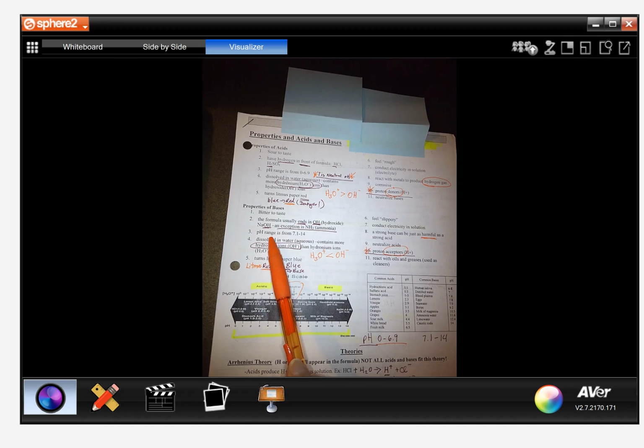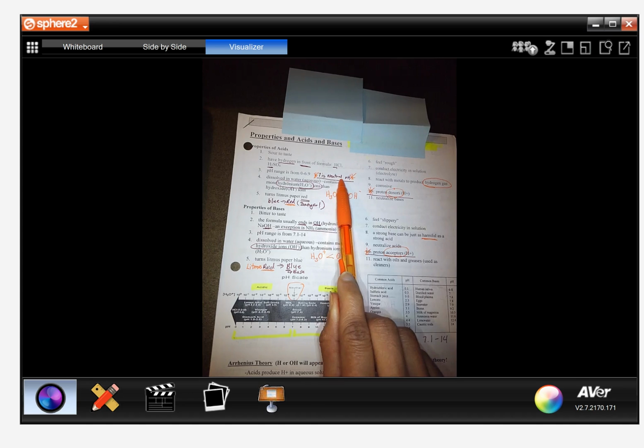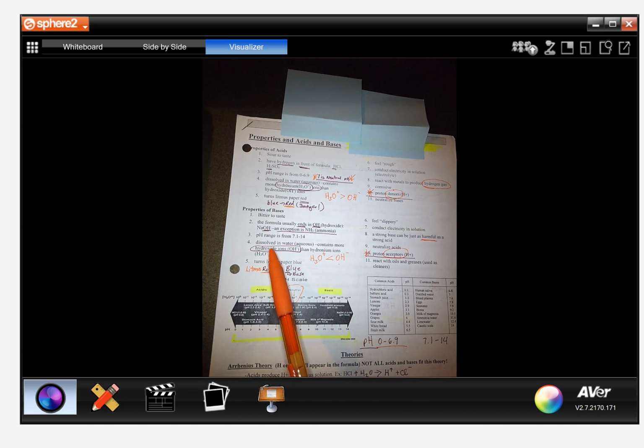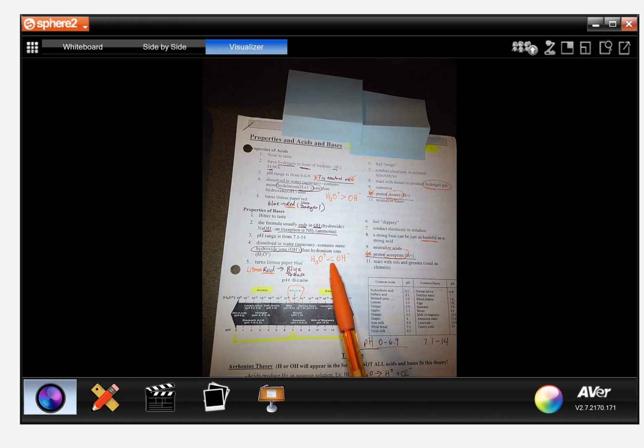The pH range for bases is from 7.1 to 14. You will never find 7 describing an acid or a base, because that means that it is neutral. When bases dissolve in water, they form hydroxide, and in this case, the concentration of the hydroxide is greater than the hydronium concentration. So the hydronium concentration is less than the hydroxide ion concentration.